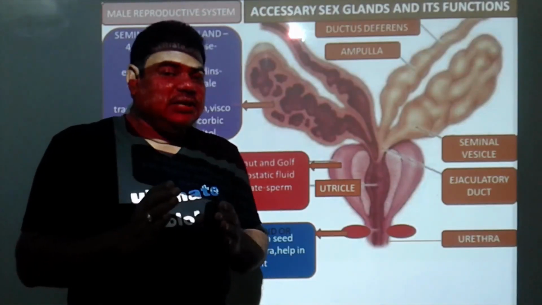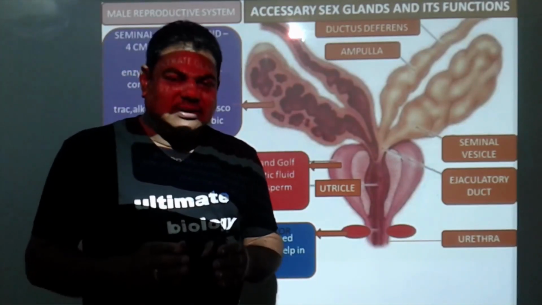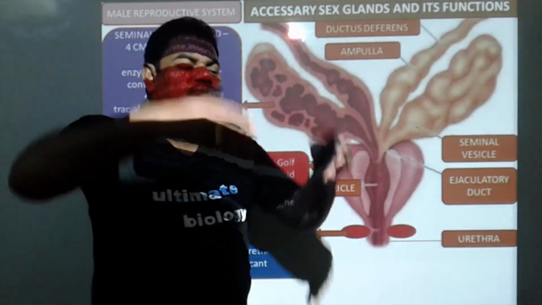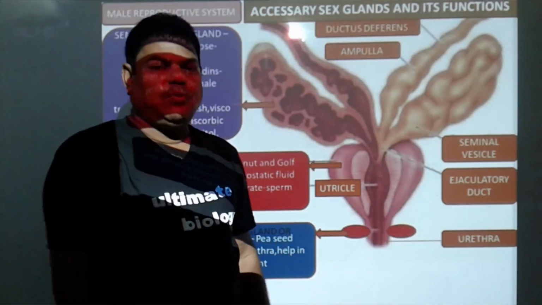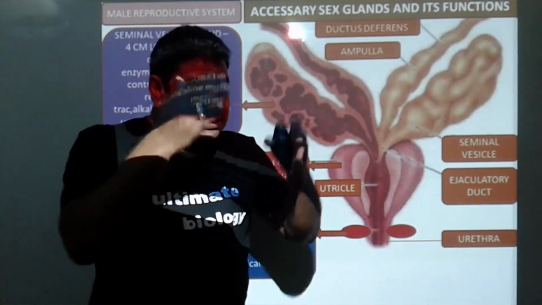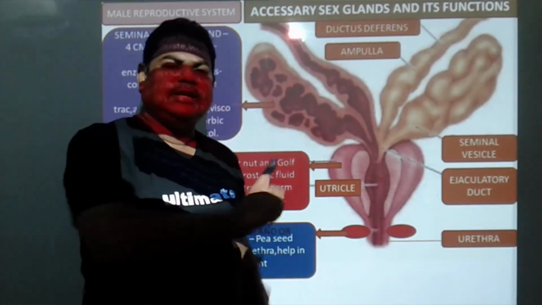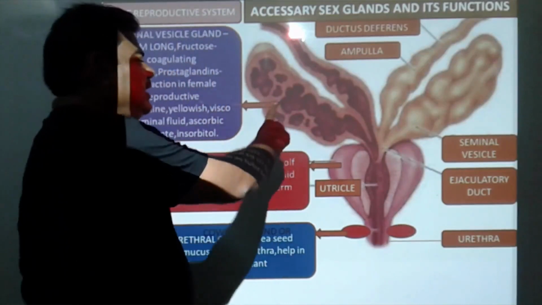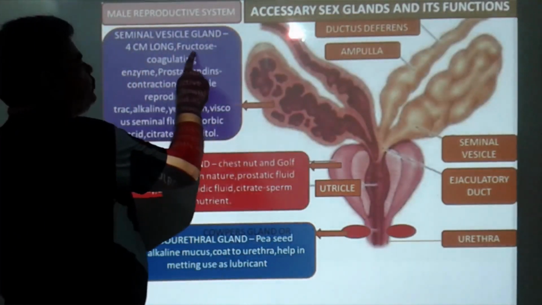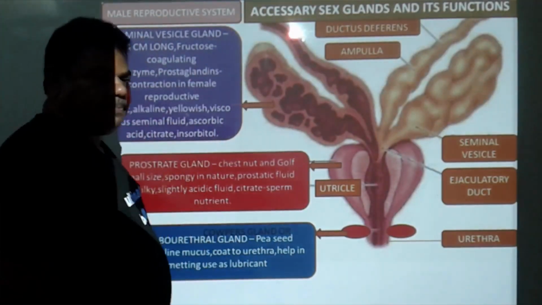Now see here, in the male body, in the seminal vesicle gland, fructose formation takes place. On the other hand, in the total female body, there is no formation of fructose. Fructose formation takes place only in the male body, in the gland we call the seminal vesicle gland. It produces fructose. Fructose acts as a coagulating enzyme.